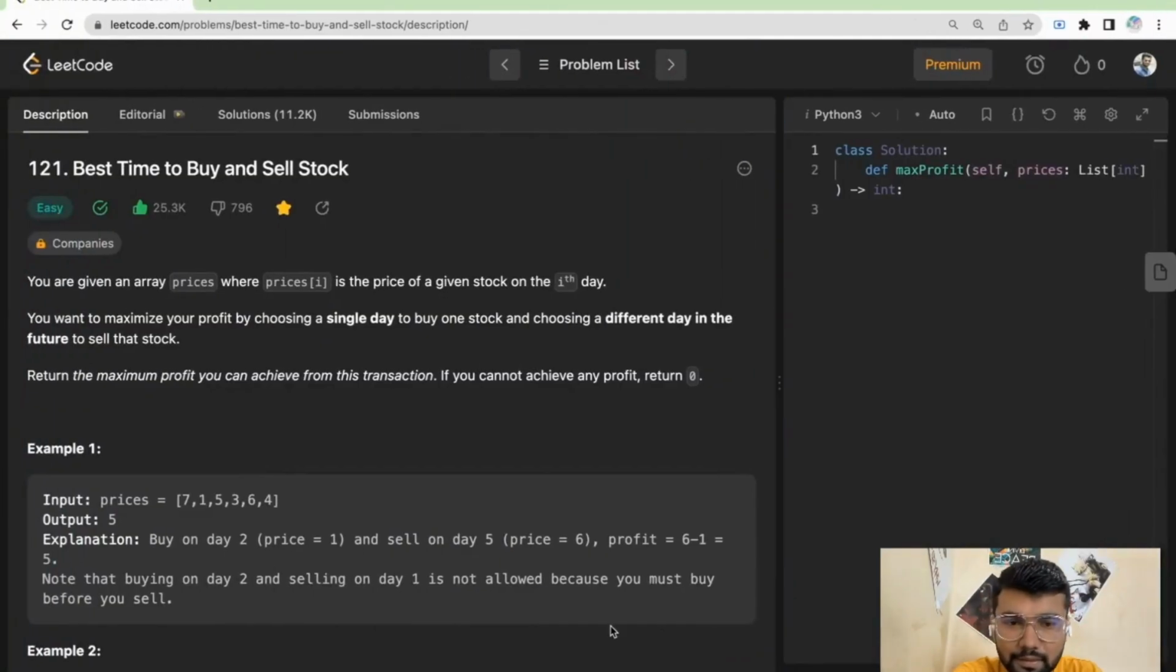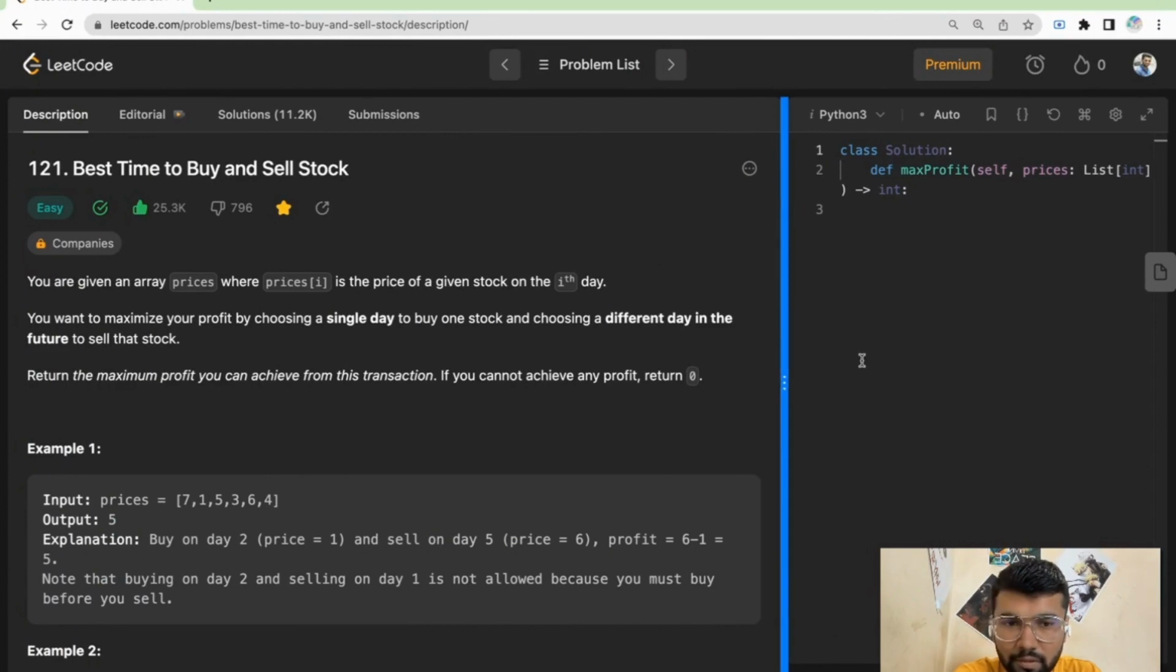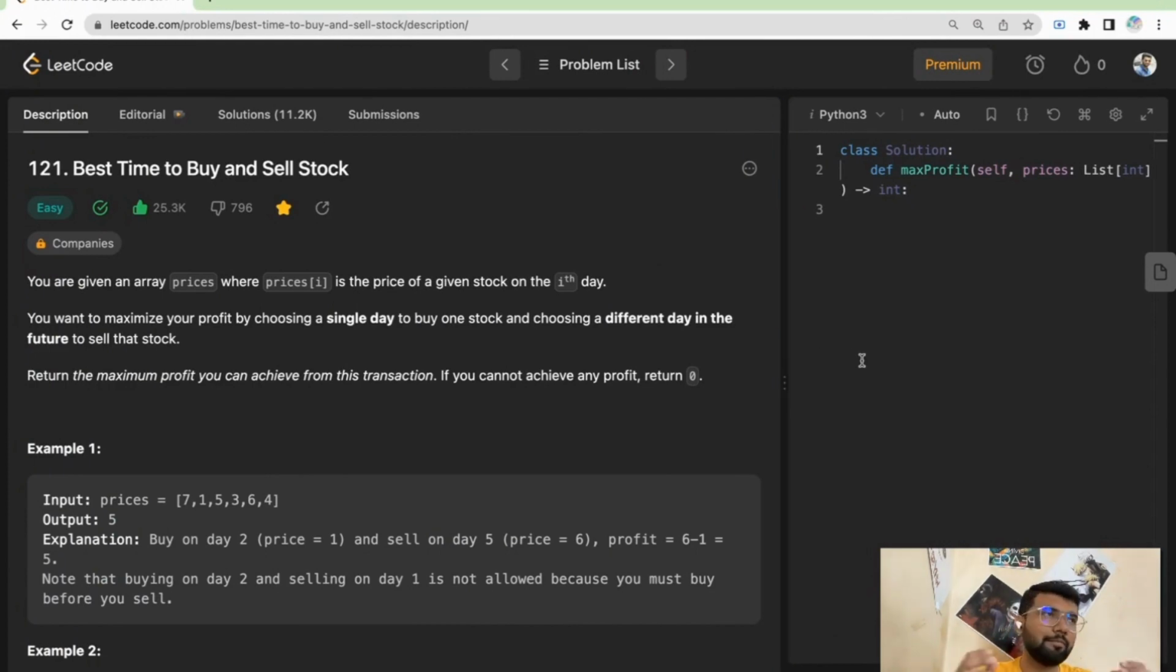Hey, hi everyone. Today we are going to solve one of the stock related problems where we have to make some money. So what is given? Given is an array of prices, the price of the stock on each day. Suppose, for example, this array. So this is the price of a stock on the first day, the price of a stock on the second day and so on. So what is it asking?